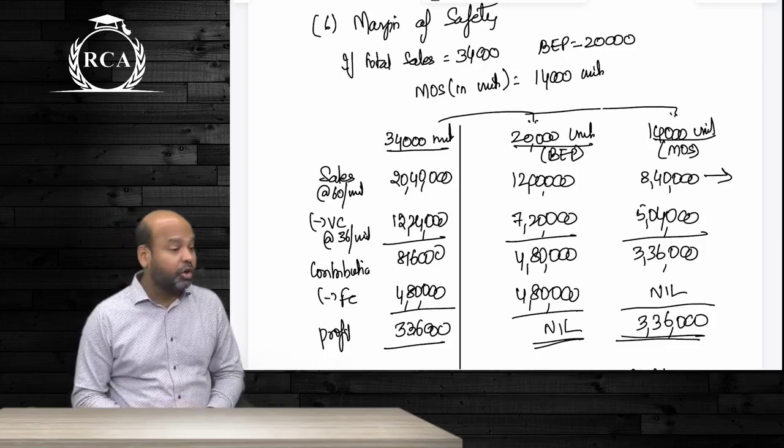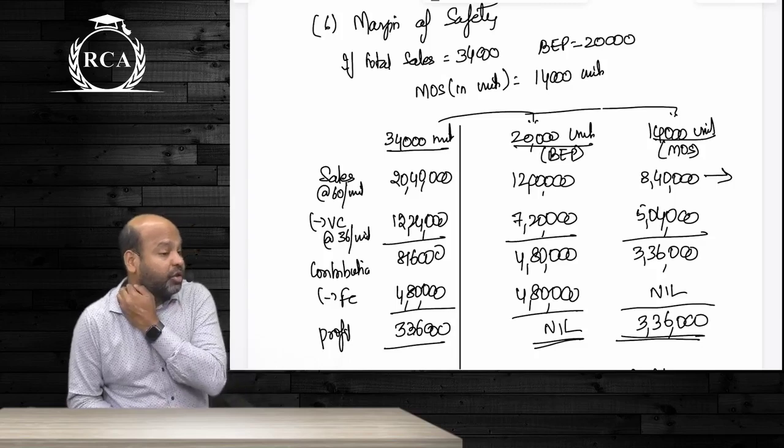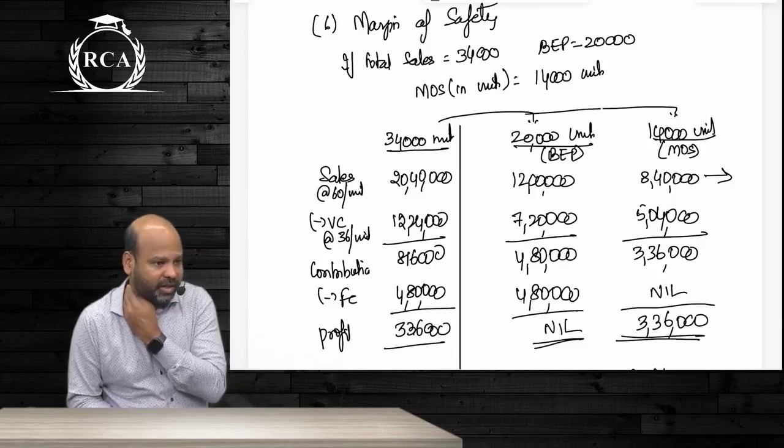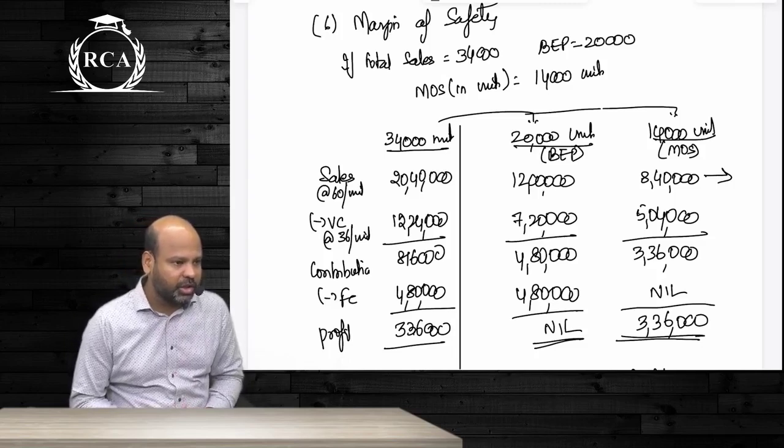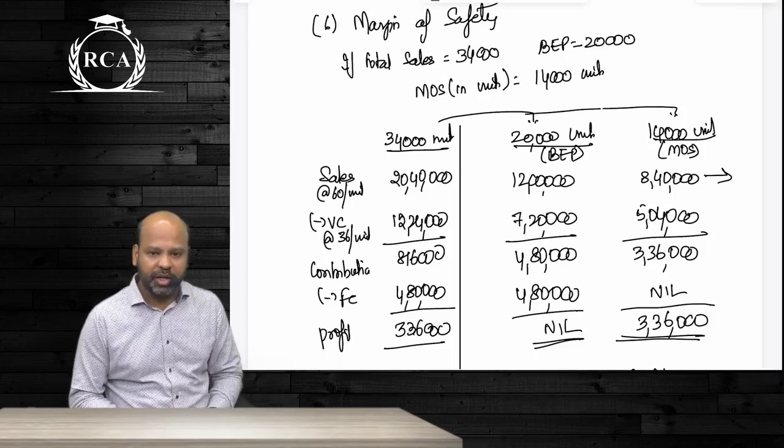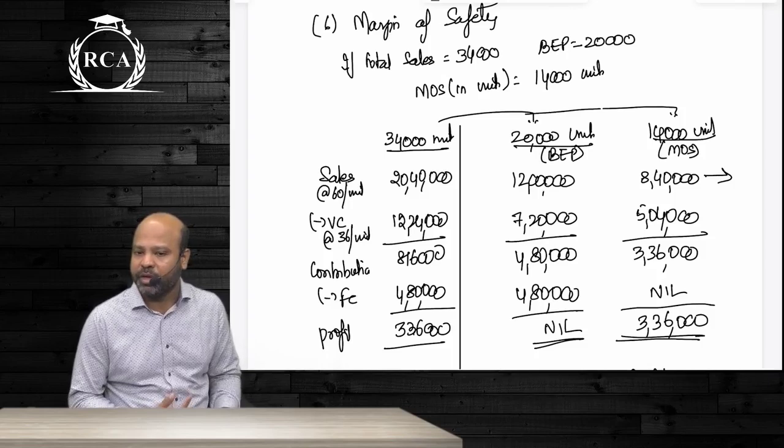Now, because you're already recovering the entire amount of fixed cost from the contribution of break-even sales, guys, any additional contribution that you realize from margin of safety itself will be your profit. Margin of safety is not profit. The contribution that you receive from margin of safety is profit.